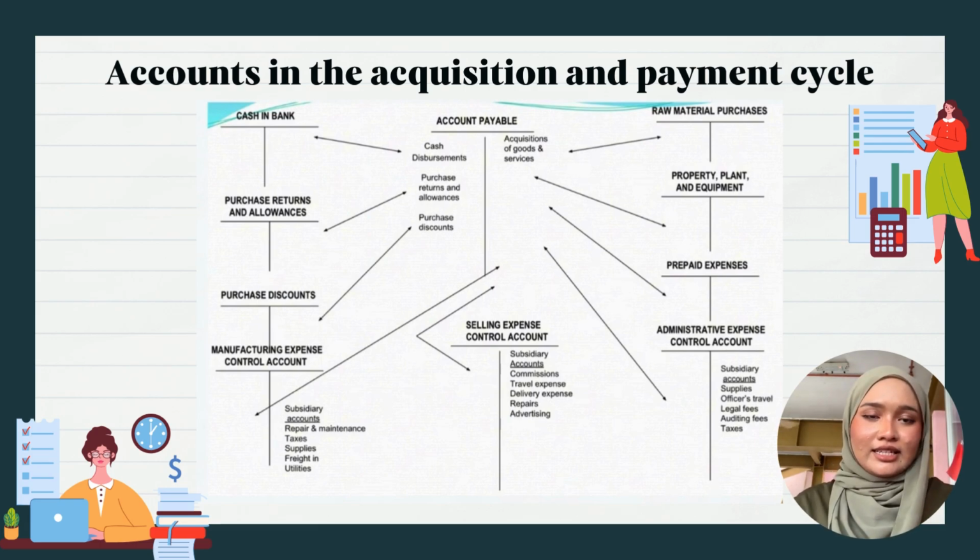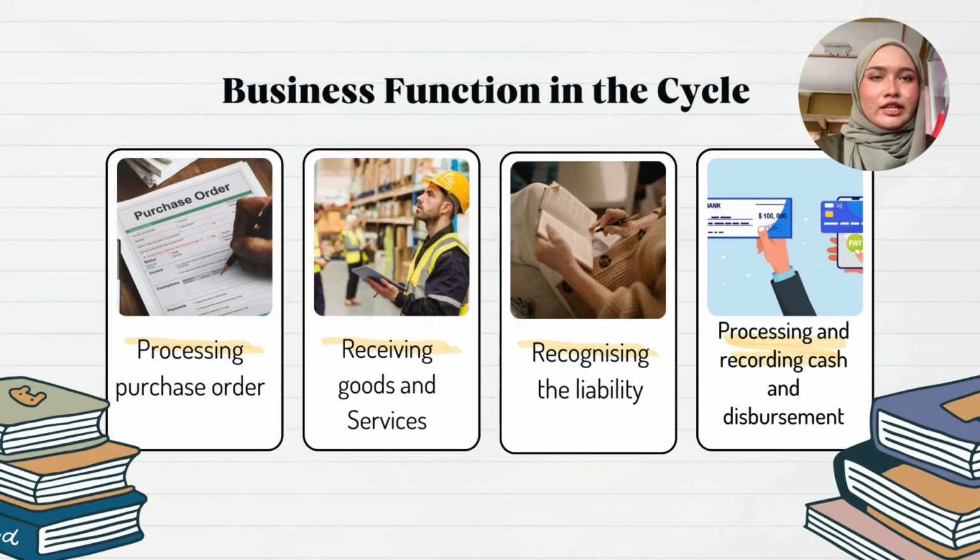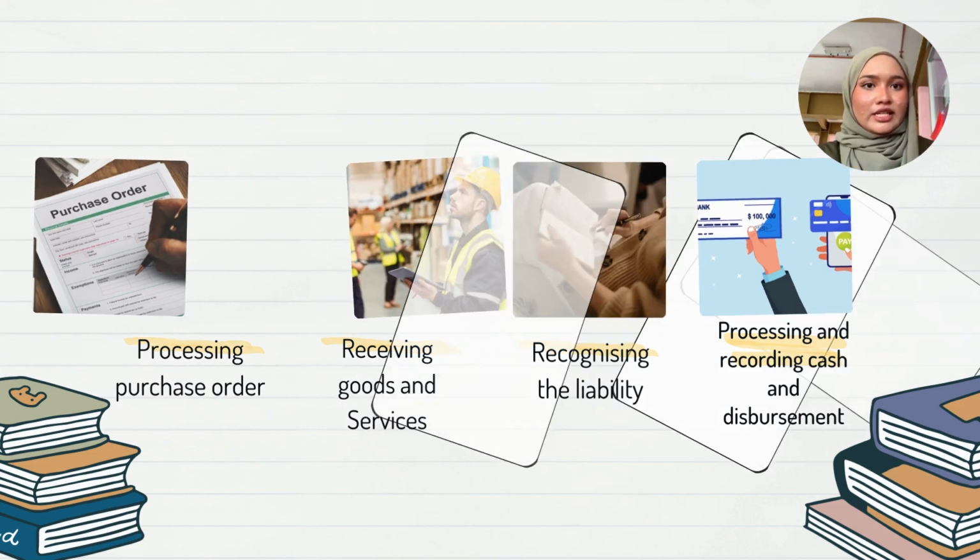Other than that, there are three substantive accounts, which is manufacturing expense control account, selling expense control account, and administrative expenses control account. There are four themes under the business function cycle, which is, first one, processing purchase order, and then receiving goods and services. The third one, recognizing the liability. Last but not least, processing and recording cash disbursement.